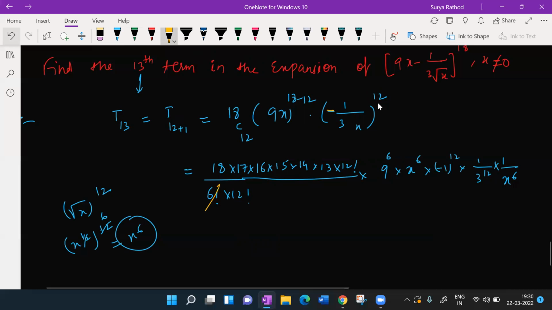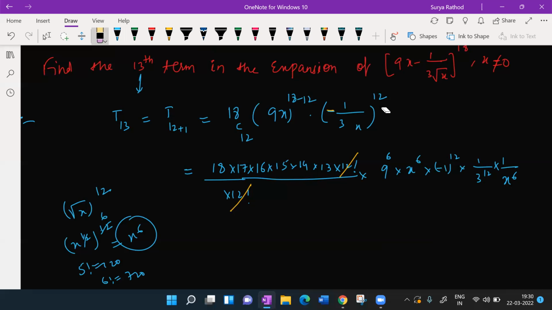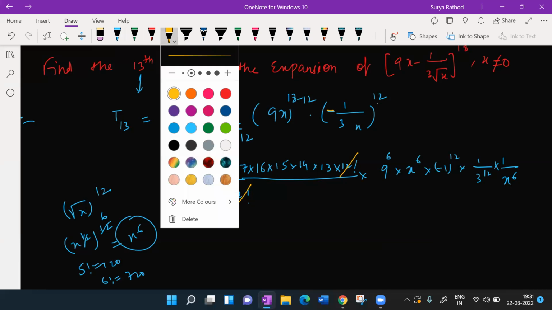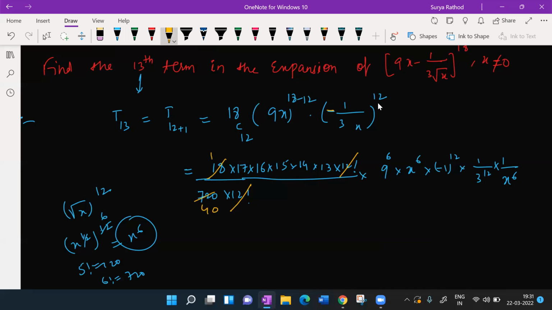So look at this now. The 12 factorial will get cancelled. 6 factorial is nothing but what? 5 factorial is 120, beta. 6 factorial is what? 720. So 720, how can we cancel that? It is a very big calculation, but very simple, you can do that. Here 720, right? 6 factorial. So you do one thing.